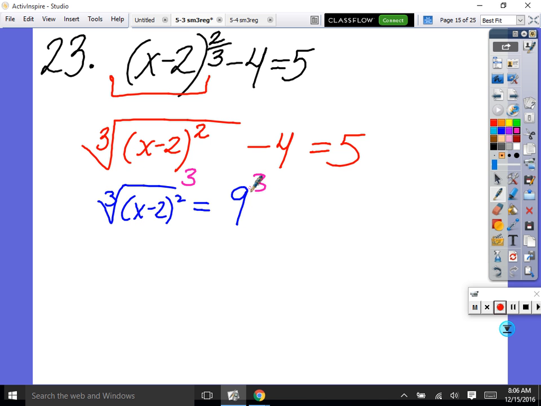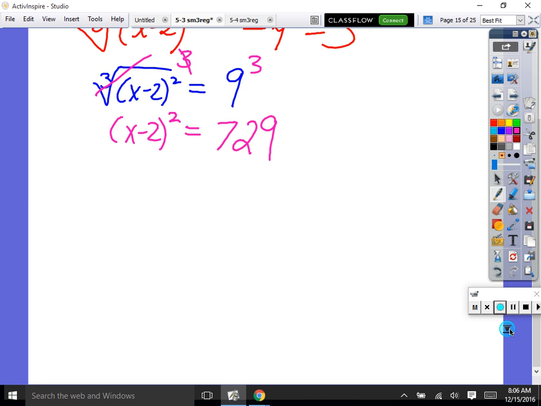Cube, cube, sweet. Root cancels out with power, so we have (x minus 2) squared equals, make sure you don't say 27, it's not 9 times 3, right? 9 raised to the third power is 729. Now my next step is to undo the square. What undoes a square? Square root. So we're going to square root both sides of the equation.